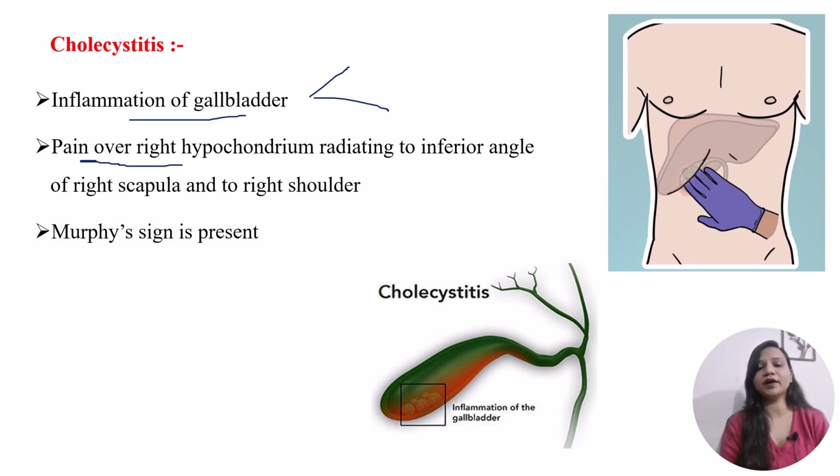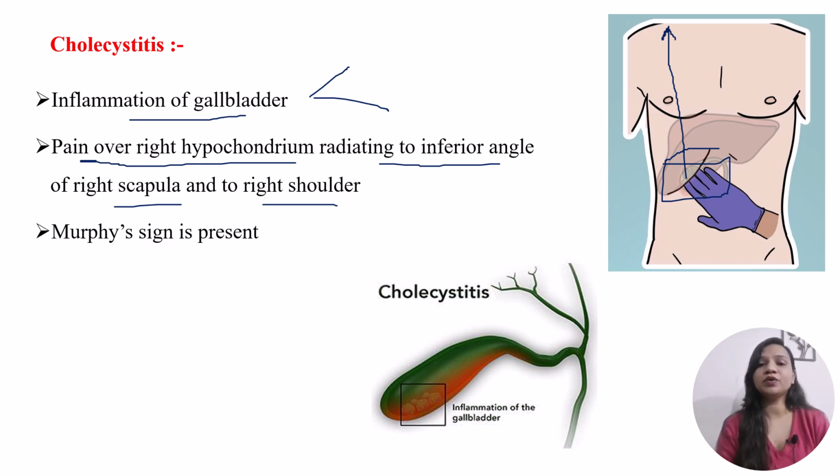So what happens here? There is pain over the right hypochondrium, which radiates to the inferior angle of the right scapula and the right shoulder. So why is this happening? Why is there referred or radiating pain? I have already discussed this in the previous lecture. Kindly go through that lecture to understand it better.